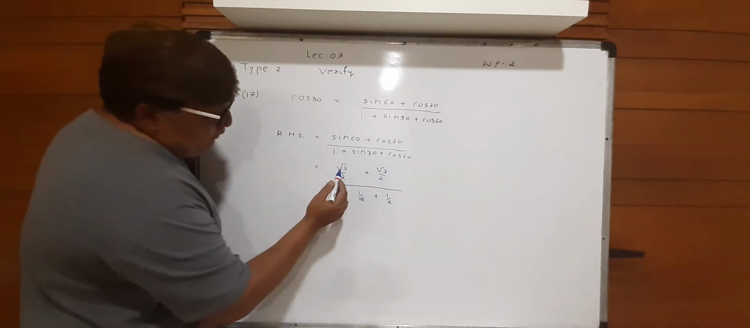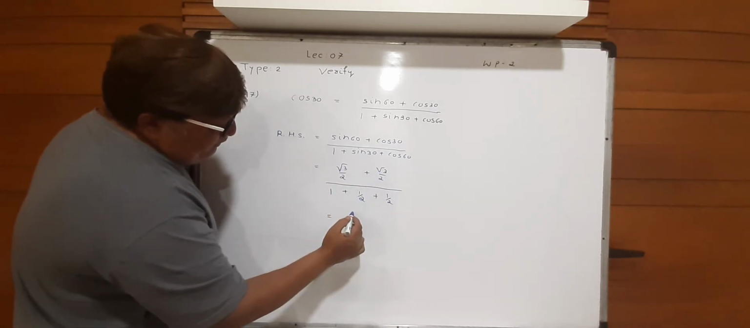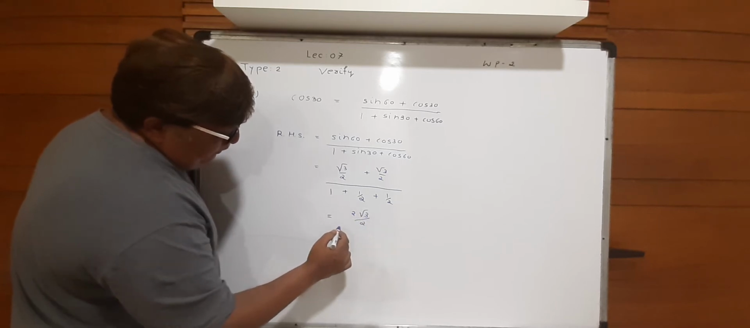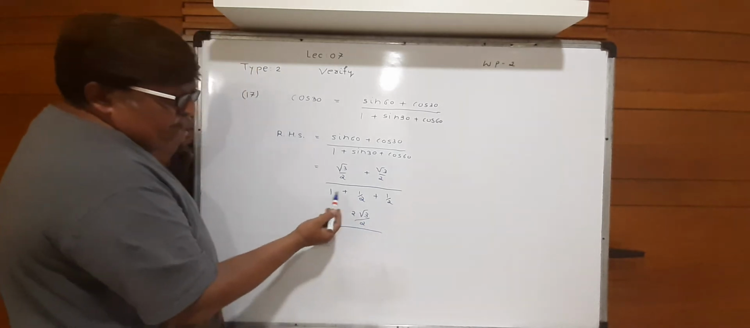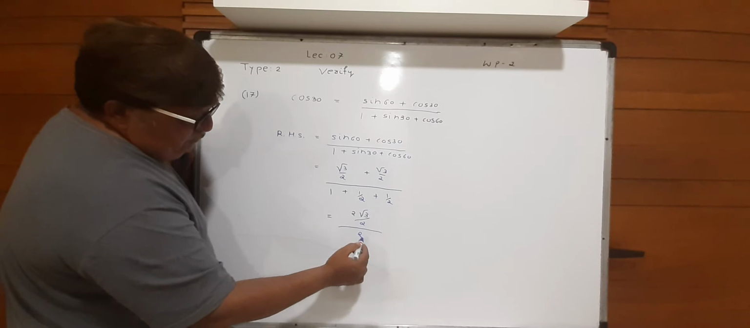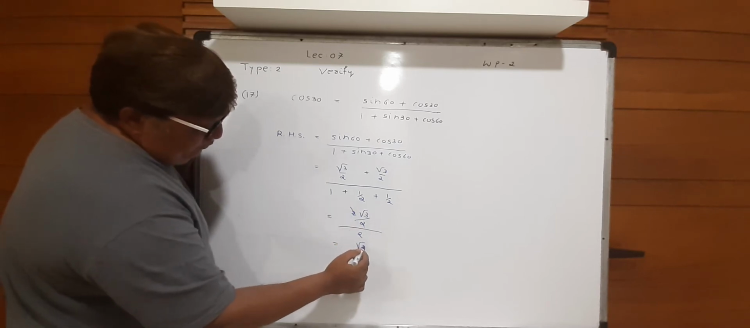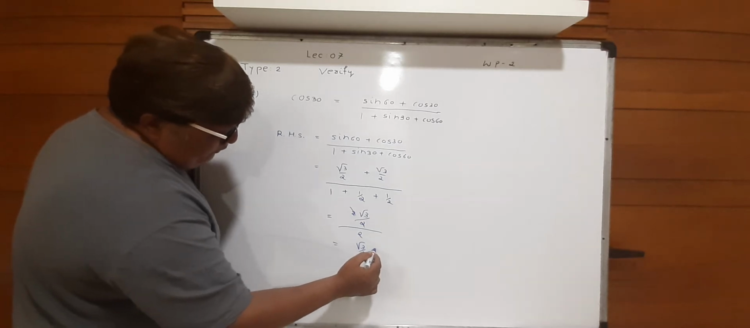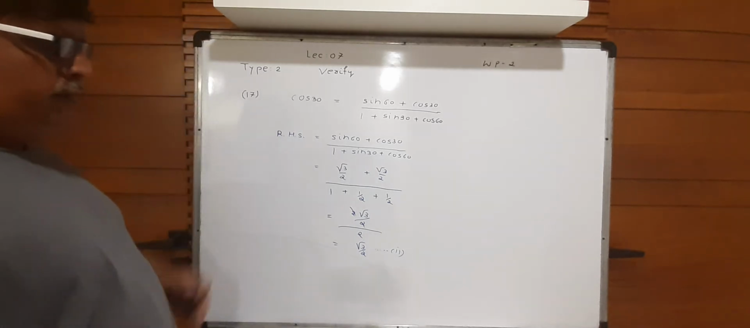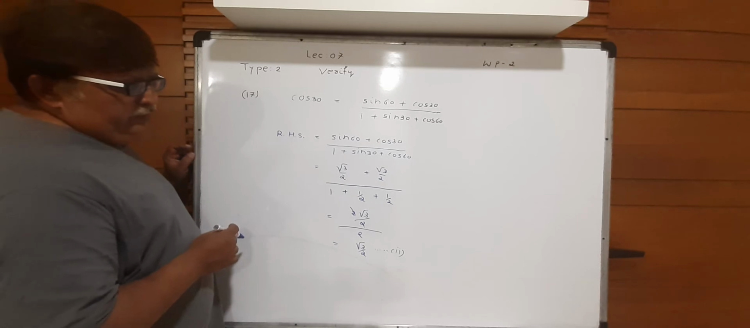Now you take the LCM. Here you see root 3 is common, so 2 root 3 upon 2, upon, just verify this, half plus half is 1, 1 plus 1 that is 2. Here 2 got cancelled, so you got root 3 upon 2. This is your result number 2, which we have taken first.